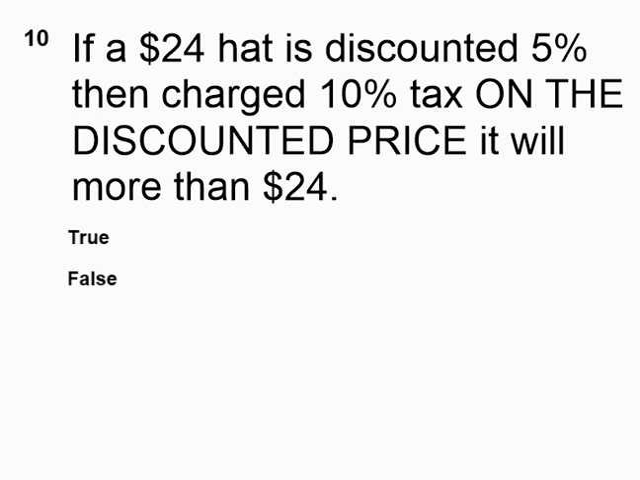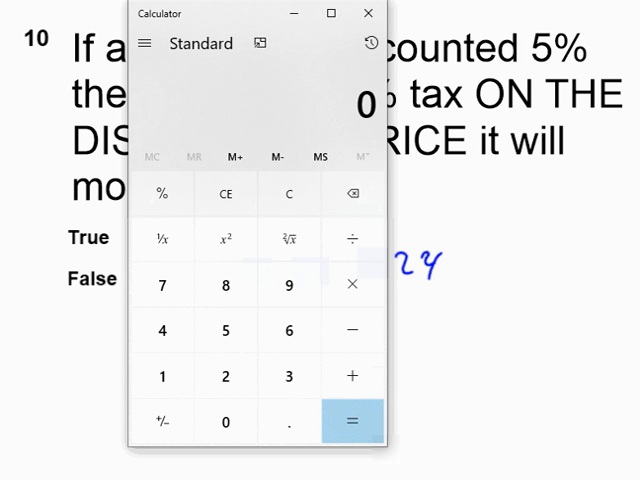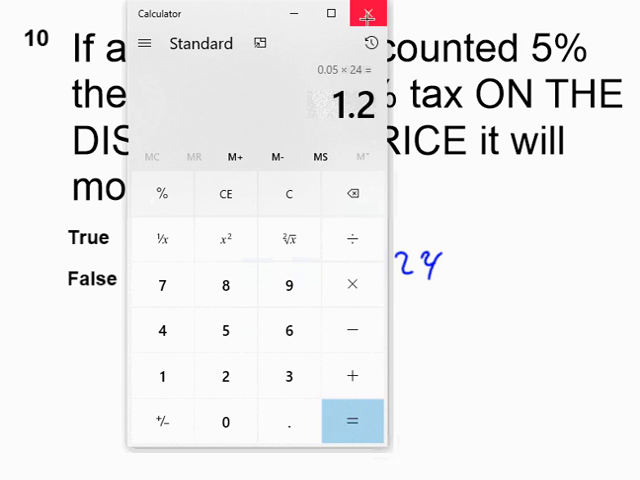And finally, your last question, if a $24 hat is discounted 5%, then charged 10% on the discounted price, it would be more than $24. Well, let's see. So the discount is 5% of $24. I could take my discount and say that the discount is going to be $1.20.